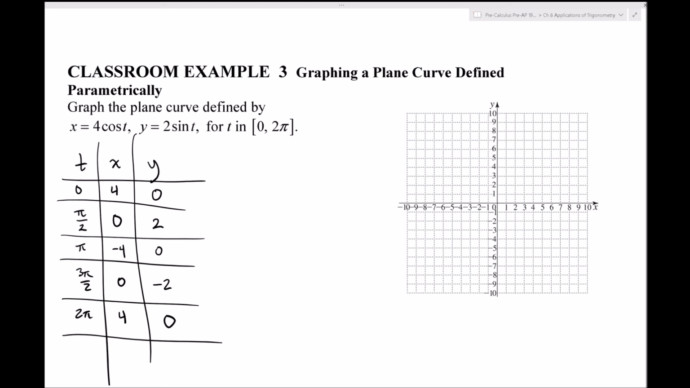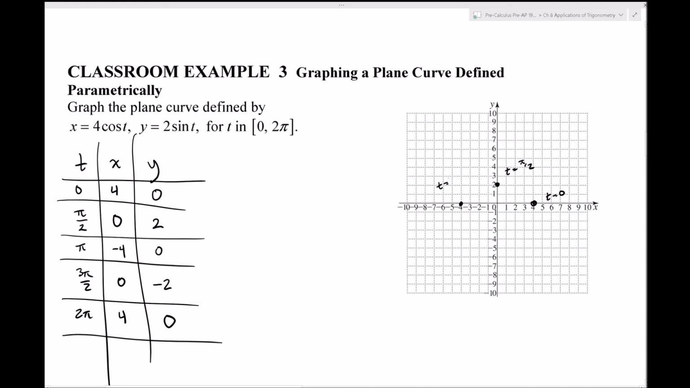So, how do I graph those? When time is 0, or t is 0, we're graphing the point 4, 0, that's here. So that's t equals 0. When t is pi over 2, we're graphing 0, 2. So that's t equals pi over 2. And that's how I'm keeping track of which one's first, which one's second, and so on. Next, negative 4, 0.